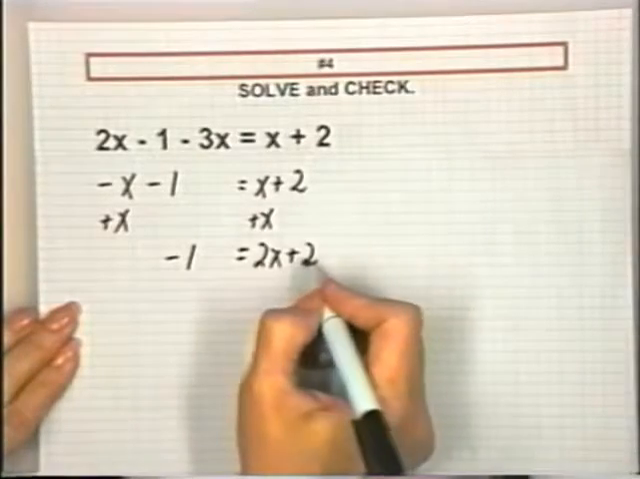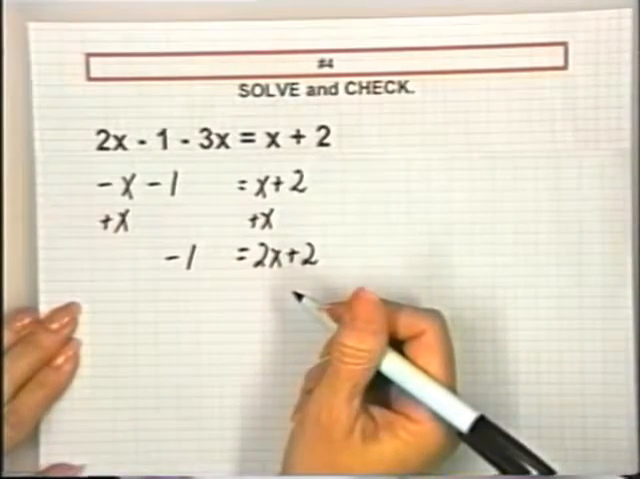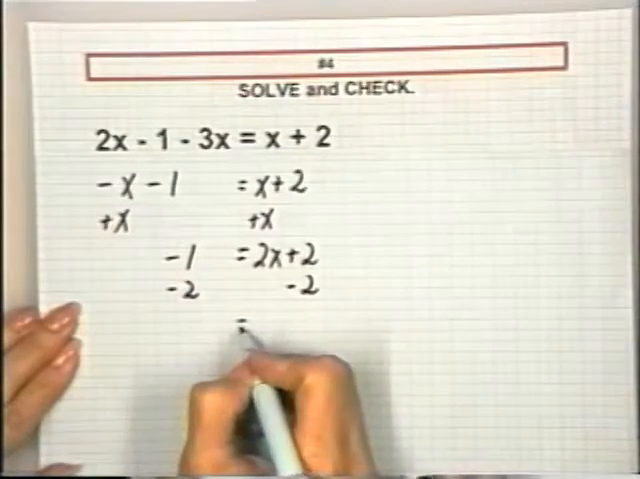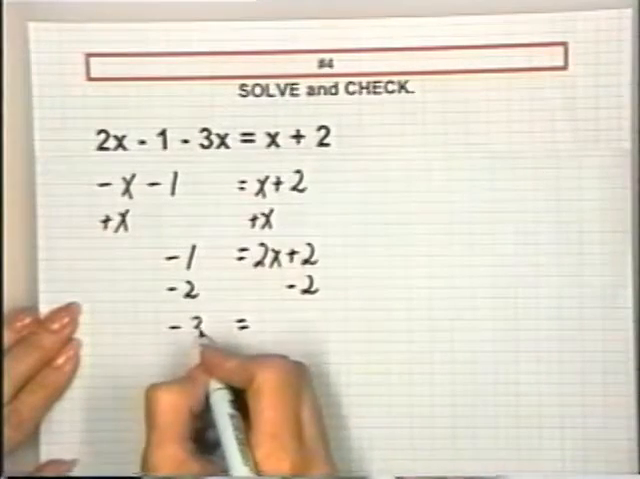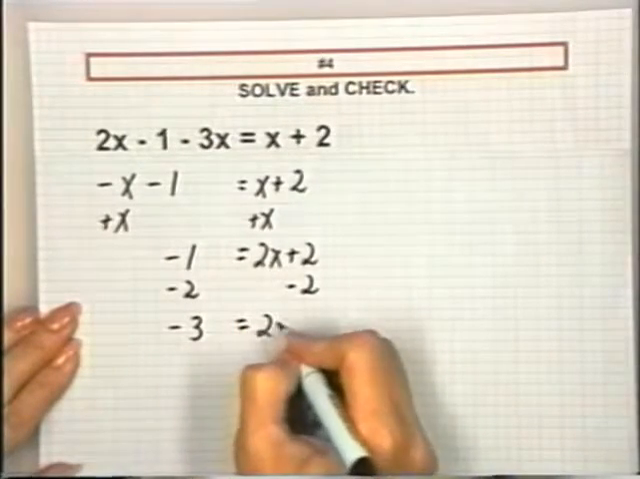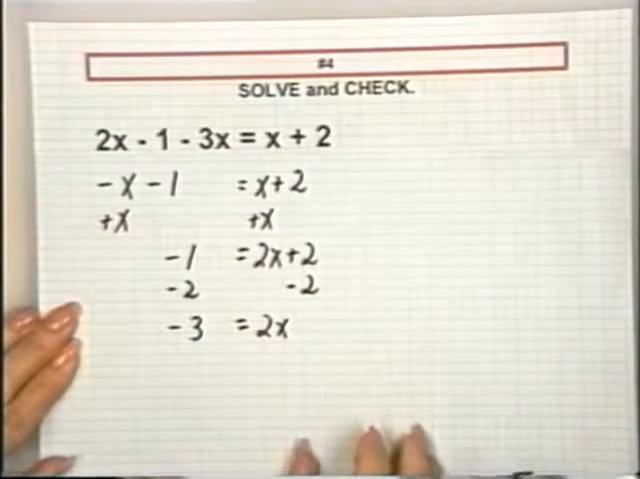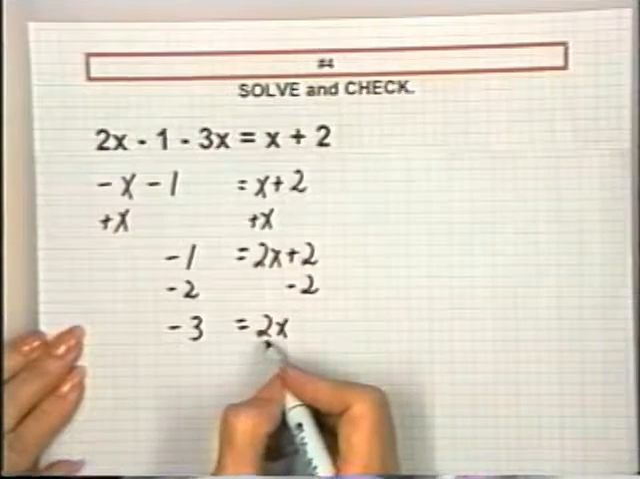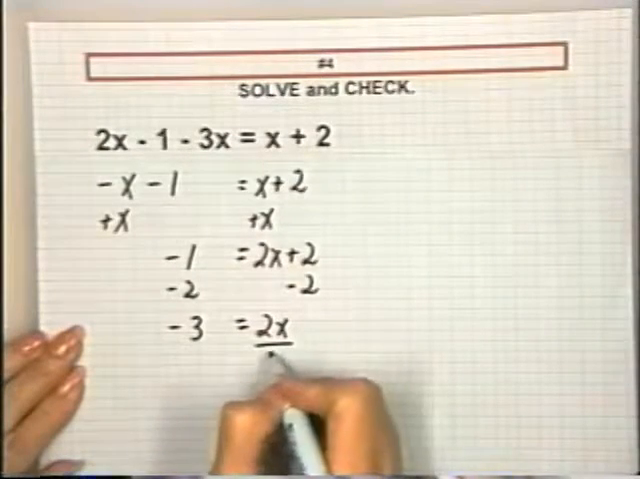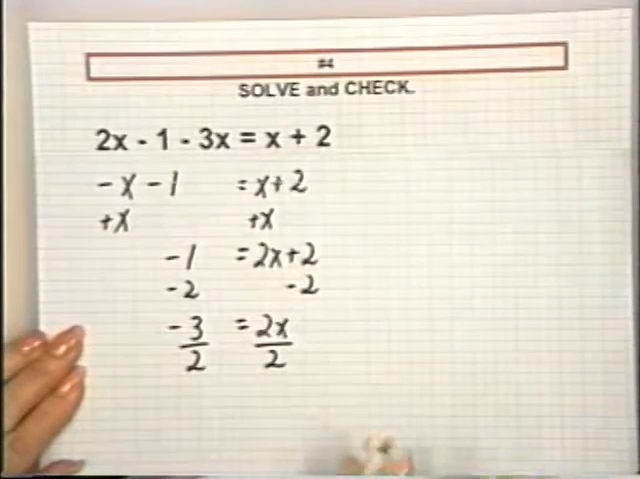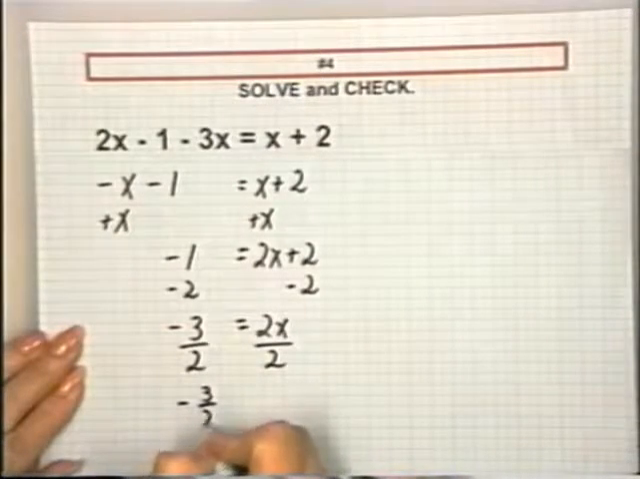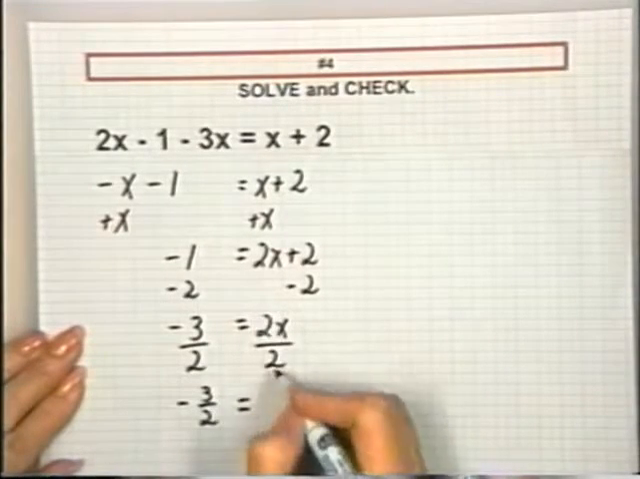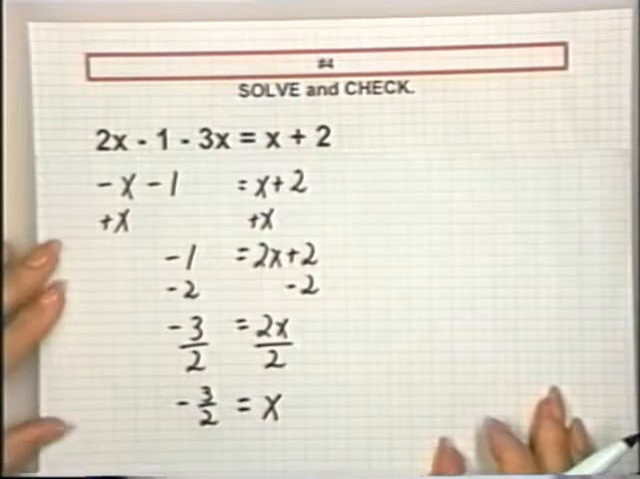I now need to move my constant 2 to the other side of the equation. Since the 2 has been added, I will subtract 2 from both sides. -1 subtract 2 gives me -3. I did nothing with the 2x. 2 subtract 2 is 0. I now need to get rid of the coefficient of my x term. Since the x has been multiplied by 2, I will divide both sides of the equation by 2. The result is the equivalent equation, -3/2 equals 2 divided by 2 would give me 1x.